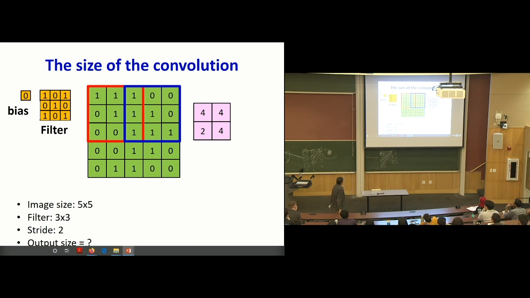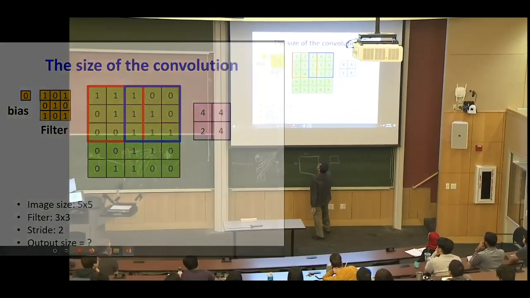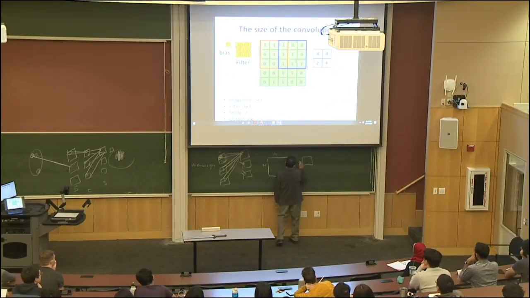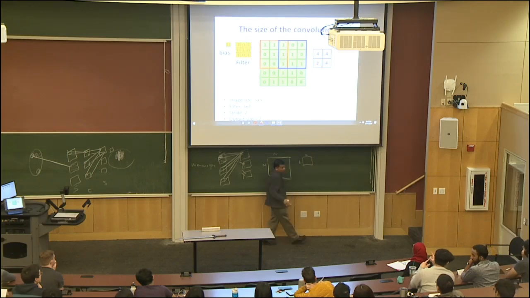So in general, if I have an image which is of size n cross n, right? This is n cross n, and a filter which is, say, let me call this k cross k. What is the size of the output going to be?